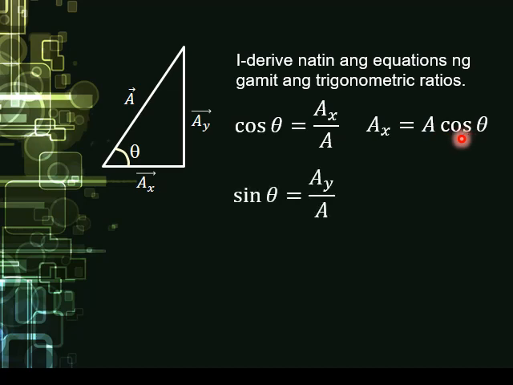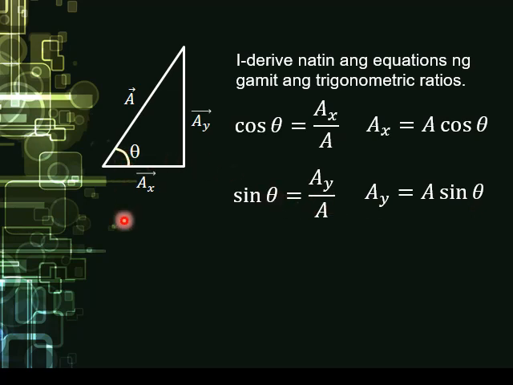Now, tingnan natin yung sine theta. Remember that sine is opposite over hypotenuse. Kaya ito, naging A sub y over A. So, kung isosolve natin yung A sub y, kailangan lang natin i-multiply itong dalawa. Okay, kaya meron tayong A sub y equals A sine theta.